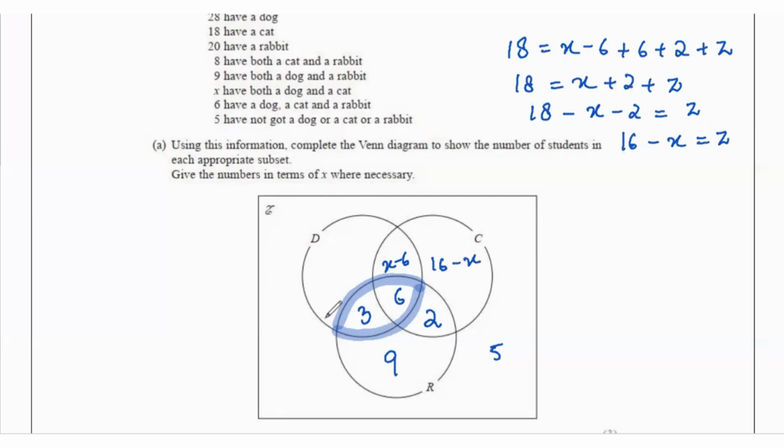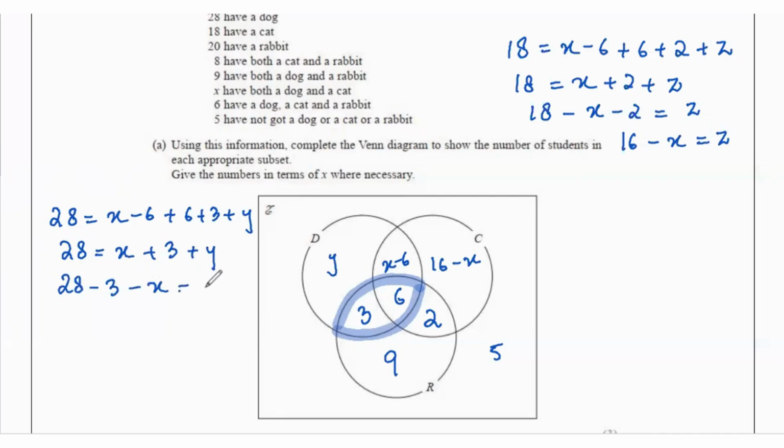Similarly, 28 have a dog, so same concept over here. Let's call this y. 28 equals x minus 6 plus 6 plus 3 plus y. So that's 28 equals x plus 3 plus y. 28 minus 3 minus x is y, and that's 25 minus x equals y. So this is 25 minus x. This is our Venn diagram where some of the terms are in terms of x.